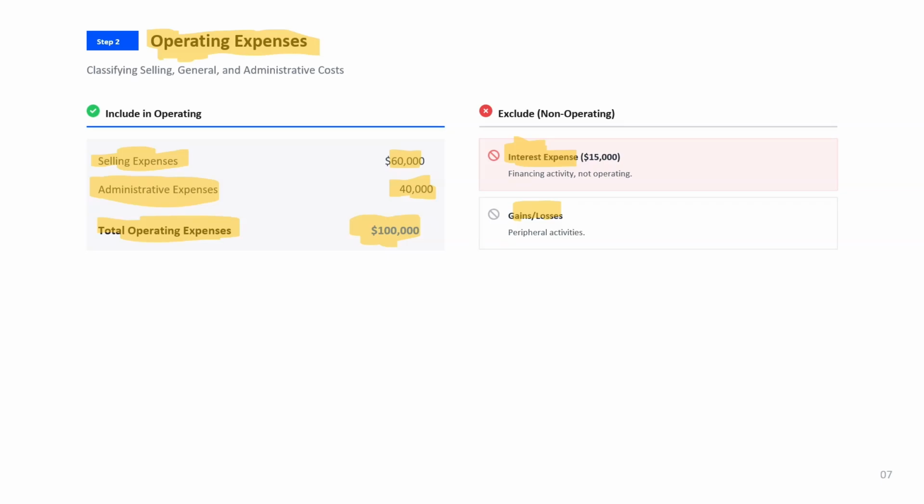You may ask, okay, why are interest and those gains or losses not part of operating? Because remember, the interest is a part of the financing activity. It is not an operating activity. And for gains and losses, it's a similar thing. They are parallel activities. What I mean by that is this company is not in the business of selling those assets. This was a one-off thing, and that's why they are not part of the operating.